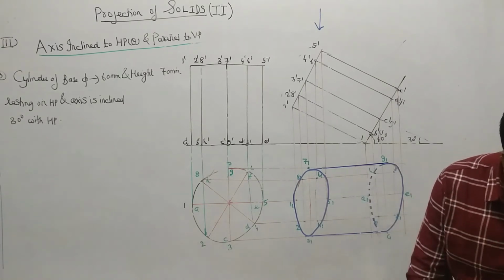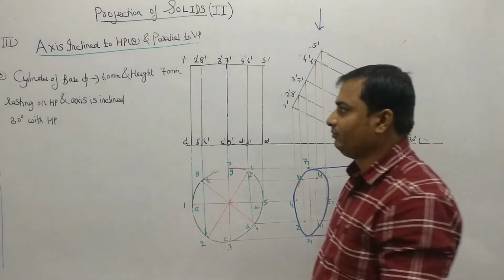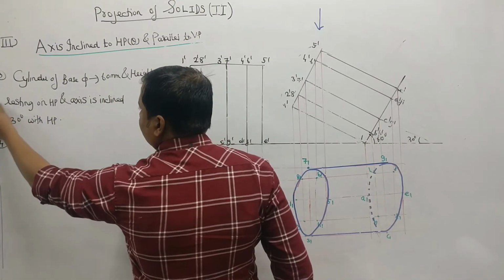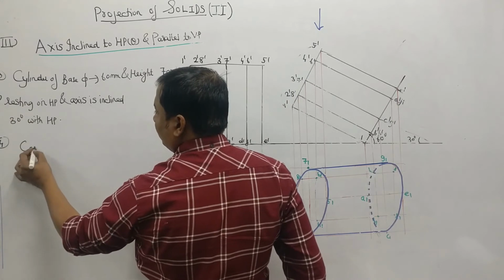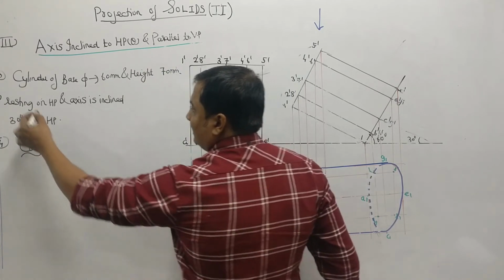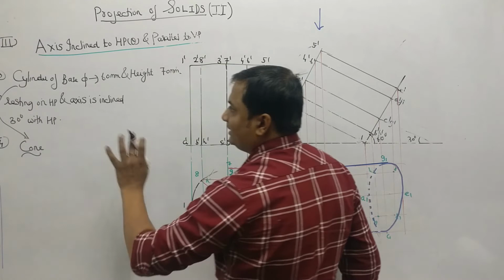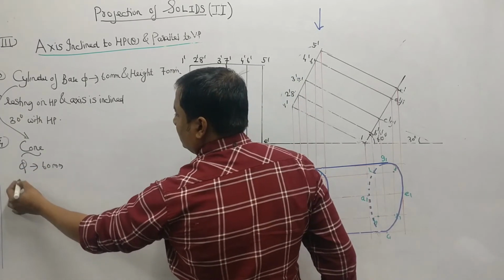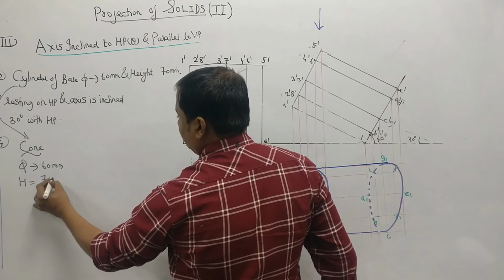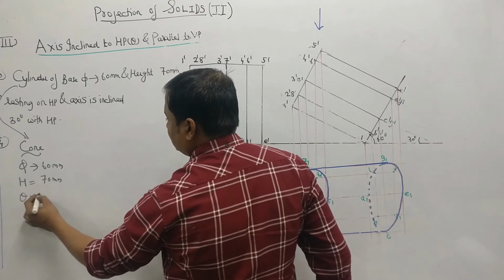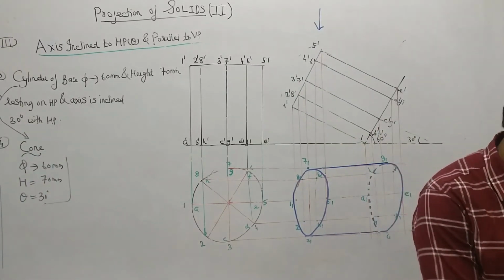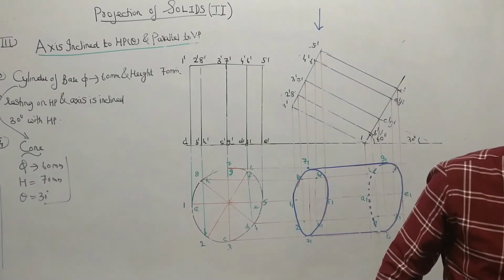So the fourth column, if I take the cone, will be the same as the third column, only the cone. I will be changing the cone. This cylinder is changed to a cone. Everything is the same. The diameter is 60 mm and the height is 70 mm and theta is 30 degrees. So if I replace the cylinder by a cone, what is going to change here? I will be changing only that part.